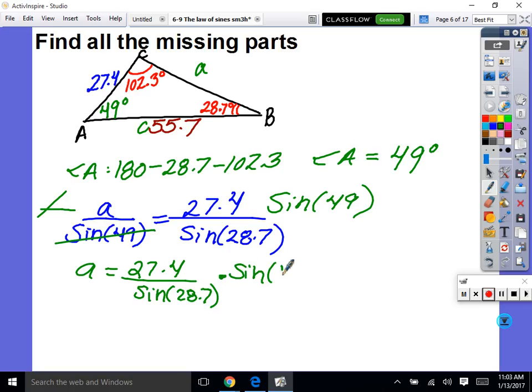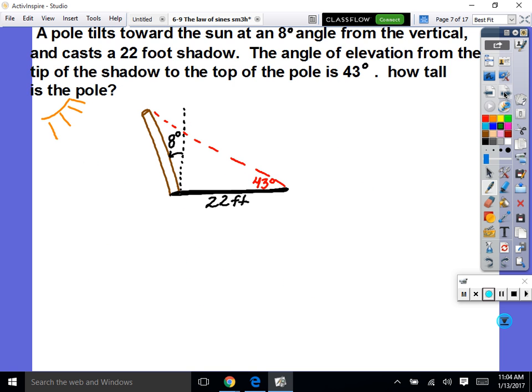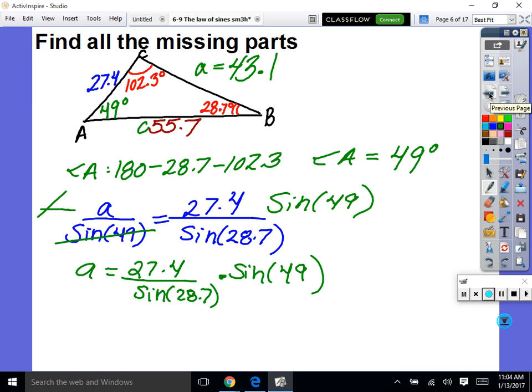Type it in, go, quickly. A is equal to, you got 43 exactly? 21 then, right? Perfect. Good. Questions on that part? No questions? Pretty easy? 43.1. Okay, great. Next example here.